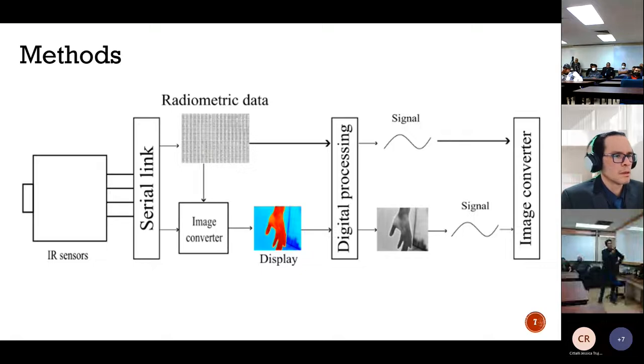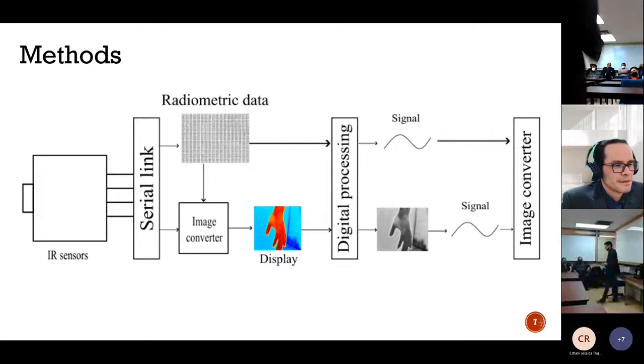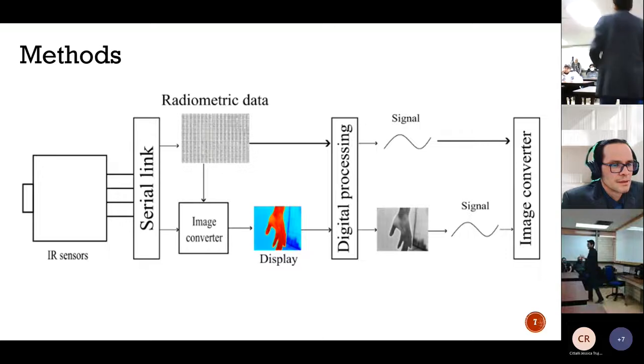So our goal in this research is to skip all these steps, I mean, a kind of shortcut in which we can use only radiometric data, treat it as a signal in the whole process, and only at the end retrieve it as an image, perfectly segmented or also with the warmest point located.